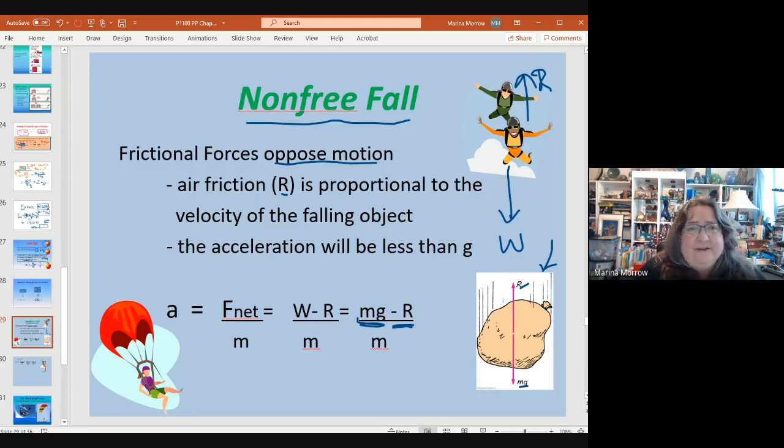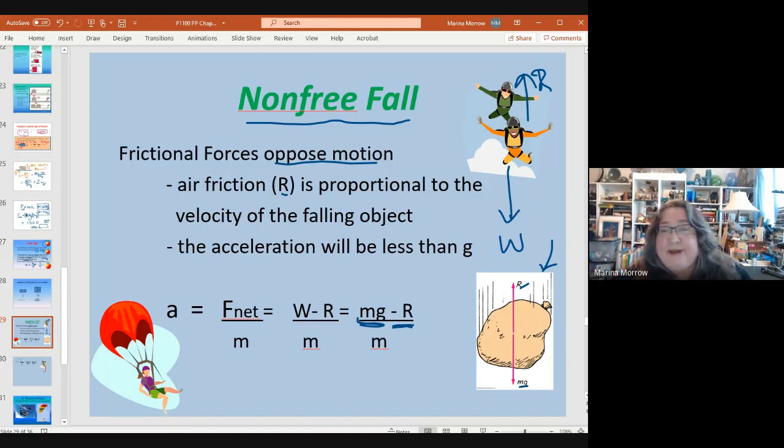It's very difficult to calculate the air resistance. So you guys won't be calculating it. You'll usually just be given it. Because it depends on, remember, velocity and surface area. So it's a very difficult calculation. Okay, so let's see what happens, though.